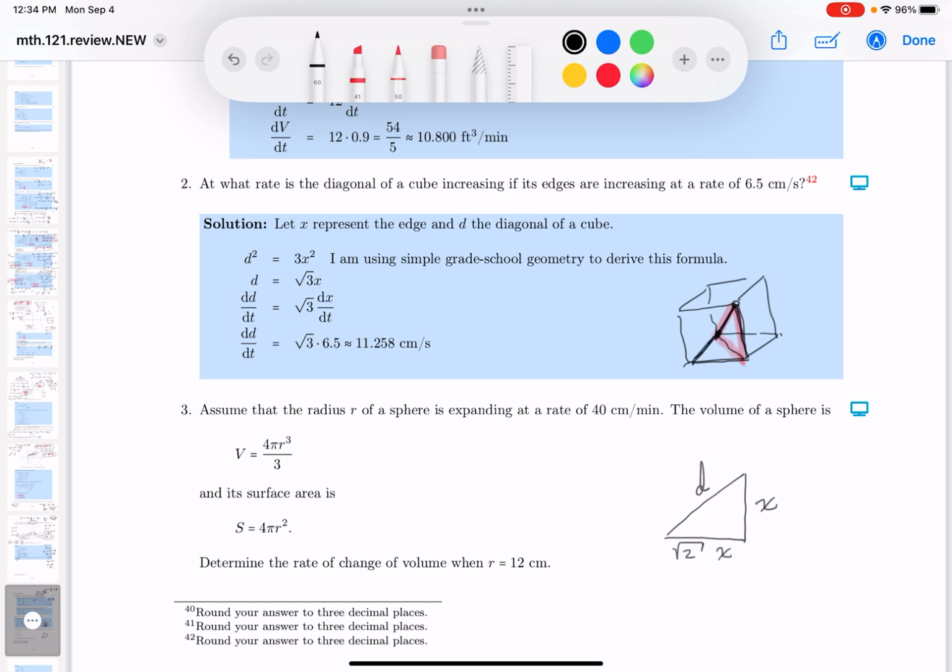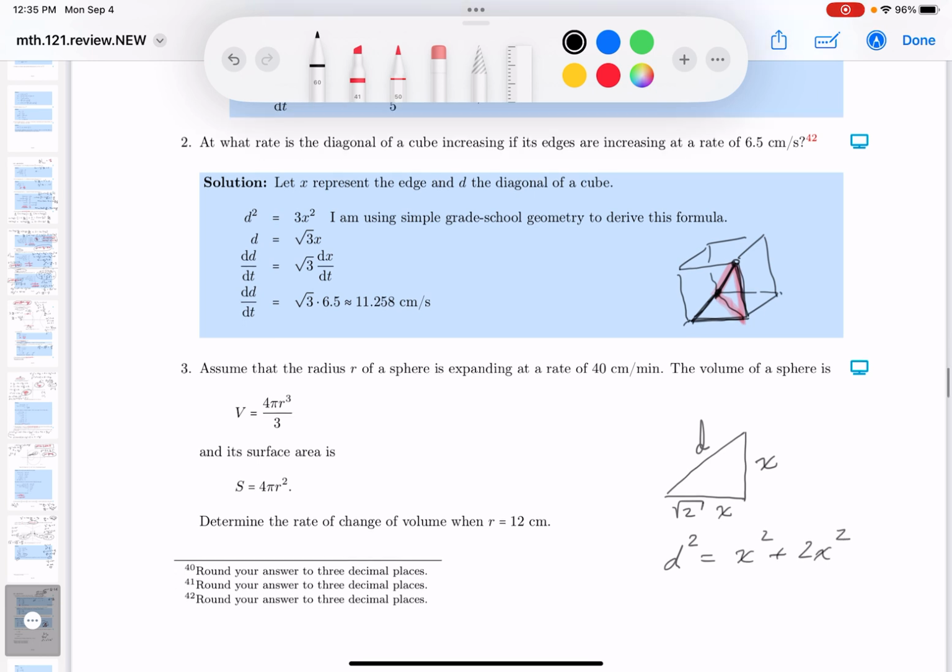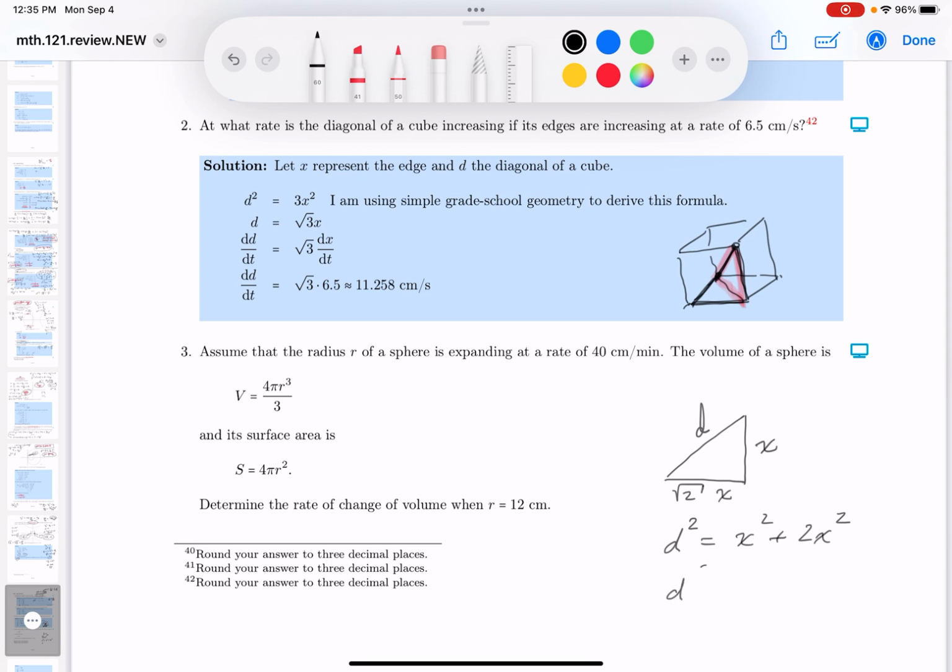Again, we're looking at the diagonal of one of the sides, by the way. And I've got the D now. I'll write this down for you. So, D squared is equal to x squared plus 2x squared. All right, let's see if we can put this down now. D squared equals 3x squared. So I know the relationship between the diagonal and the edge.